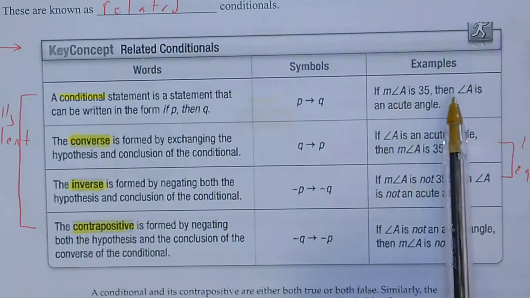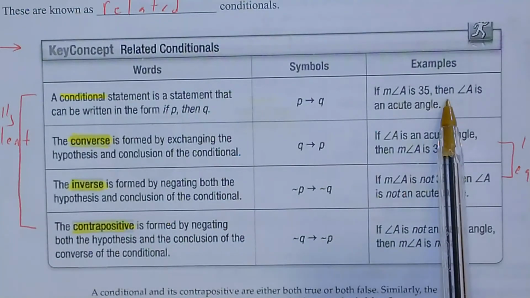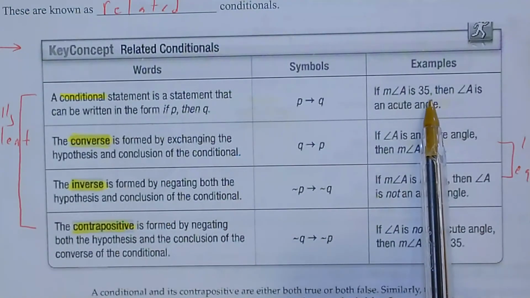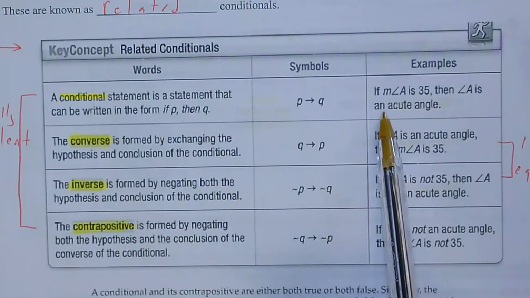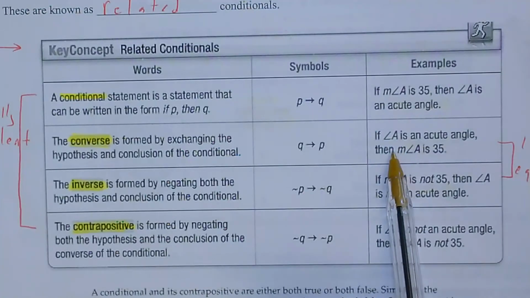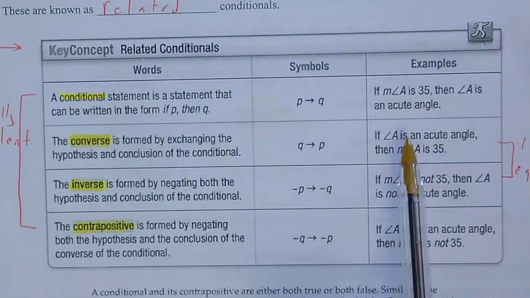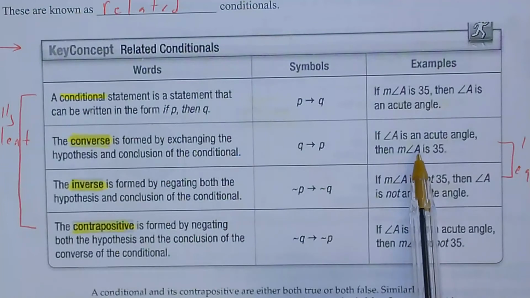Okay, so I'm going to show you these examples over to the side. So look to the right. Here's my original statement. If the measure of angle A is 35, then angle A is an acute angle. Converse. Guess what? I'm going to flip it around. If angle A is an acute angle, then the measure of angle A is 35. See how I flipped it?